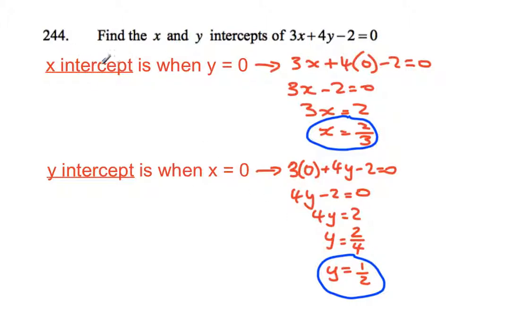So it's like opposite land here. To find an x-intercept, you sub in y equals 0 and solve it. To find a y-intercept, you sub in x equals 0 and solve it.